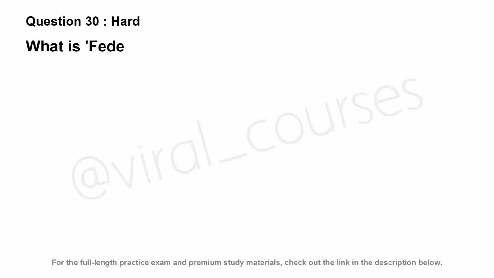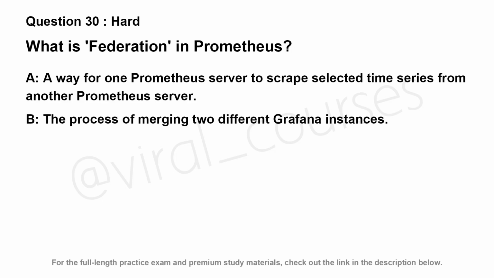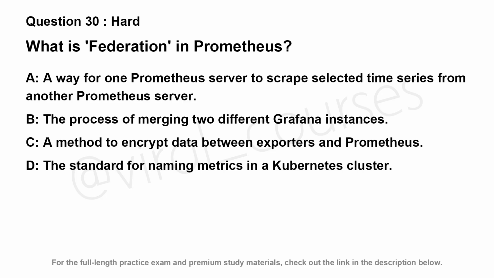What is federation in Prometheus? Option A. A way for one Prometheus server to scrape selected time series from another Prometheus server. Option B. The process of merging two different Grafana instances. Option C. A method to encrypt data between exporters and Prometheus. Option D. The standard for naming metrics in a Kubernetes cluster.